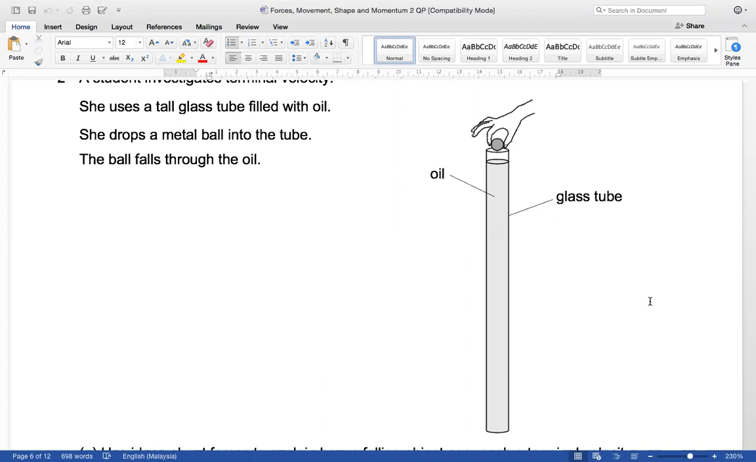So you can repeat the part. The first one is the time taken for the ball to pass from the top of the glass tube to the bottom of the glass tube is measured. The second one is the distance between the top of the glass tube and the bottom of the glass tube is measured also.